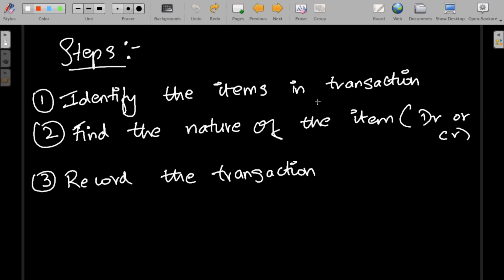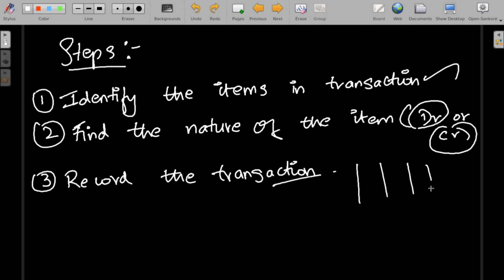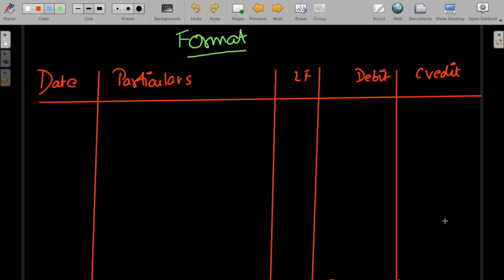These are the steps which need to be known to record a journal entry. First, we'll have to identify the items in the transaction and then find the nature of the items, whether these will be a debit nature or a credit nature, and then record these transactions. While recording, there's a format to record any journal entry, and thus we'll be seeing the format now. There's a certain format which is to be taken while recording your entries.